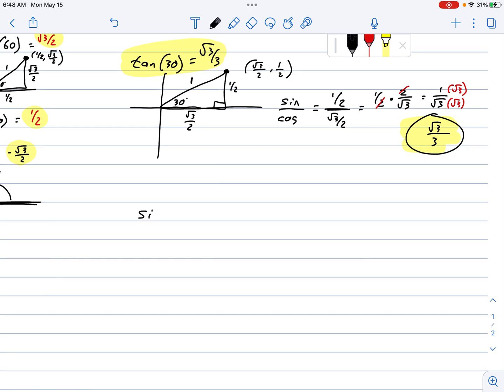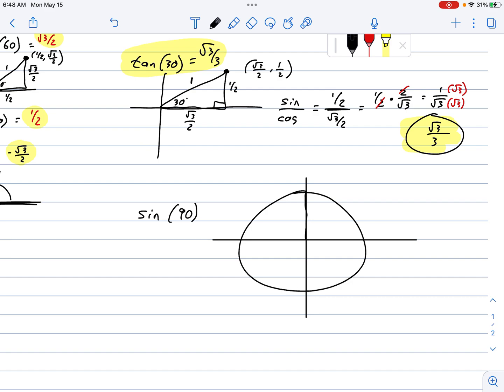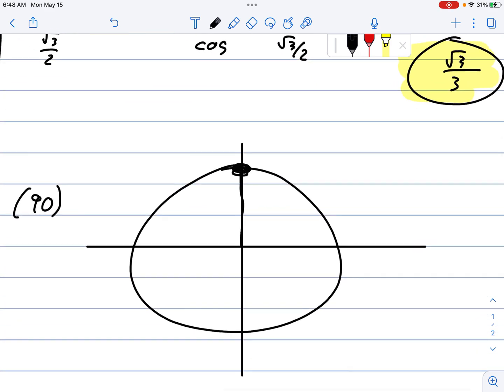Okay, if I were to tell you, what is sine of 90? Well, how do I draw this? What's my plan for this? I can't draw a triangle at 90. Exactly. So if I have my circle, this point up here is (0, 1). This point is (1, 0). This is (negative 1, 0). And this is (0, negative 1).